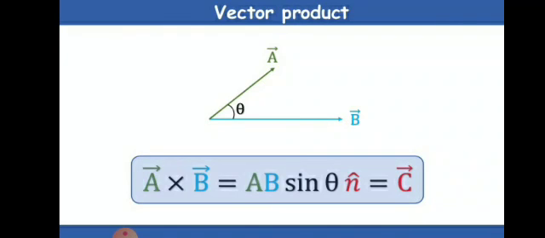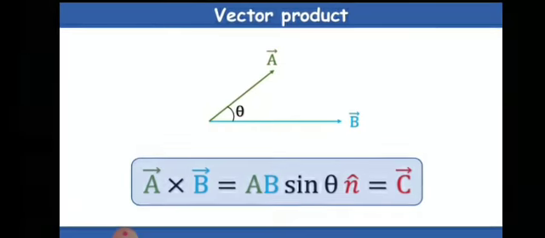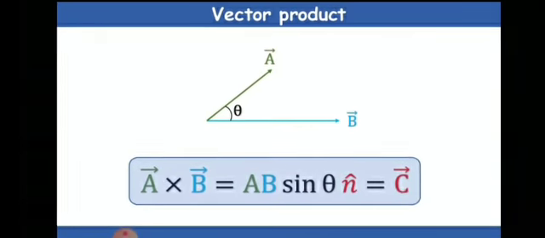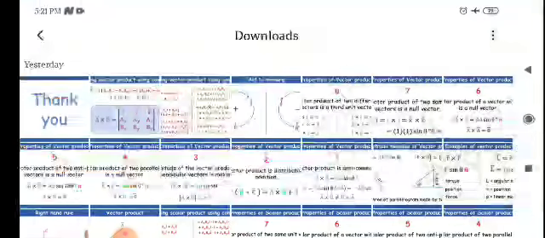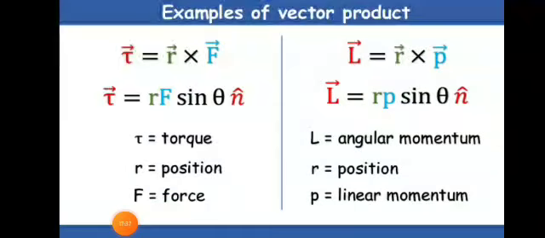The cross product of two vectors is defined as the product of the magnitudes of the two vectors and the sine of the angle between them. So vector A cross vector B is equal to AB sin theta n cap. So here that is equal to vector C. C is the cross product. Now let us see the examples of vector product.